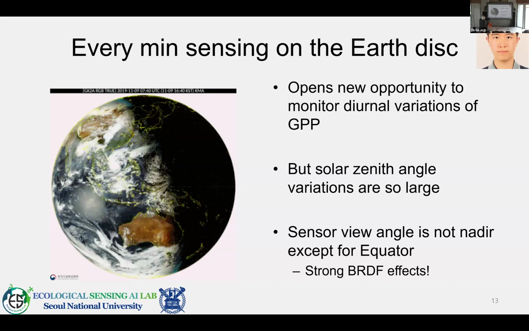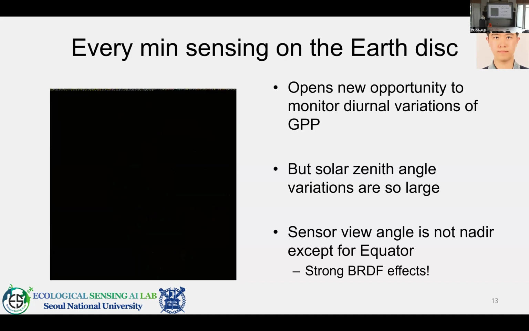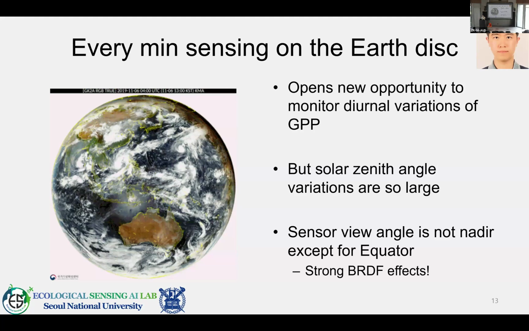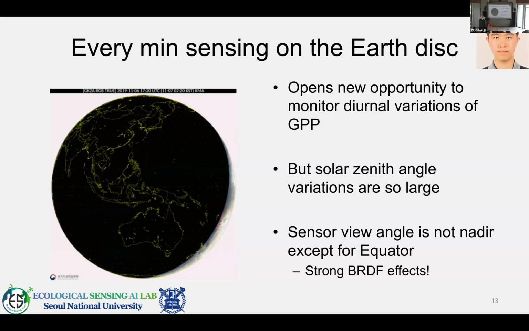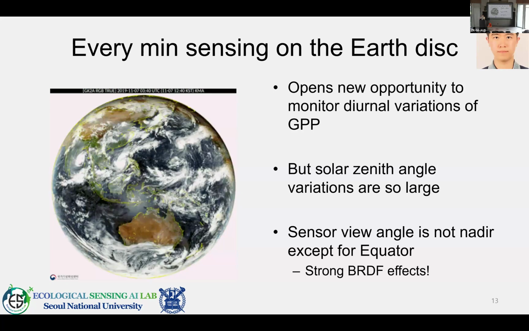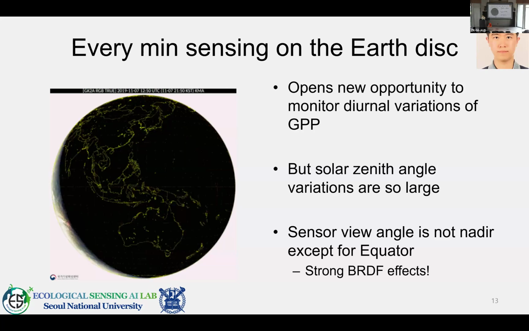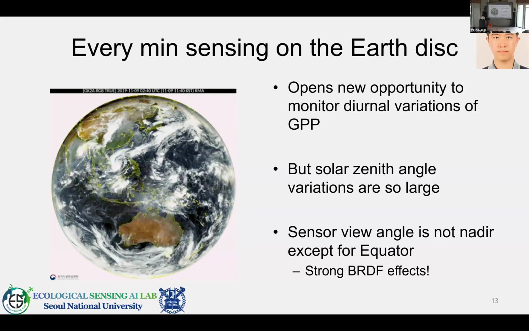But the problem, one thing that you have to remember is that it captures diurnal variations. So solar zenith angle shows strong diurnal variations, and the sensor view is only nadir for the equator, and the other regions are off nadir. So that being said, you have to do BRDF corrections. Otherwise, the angular effect is very, very strong.